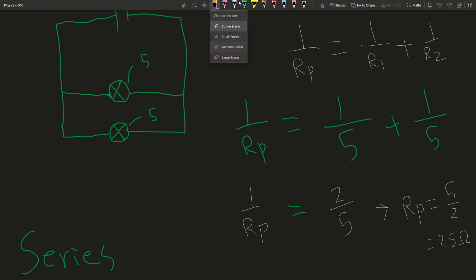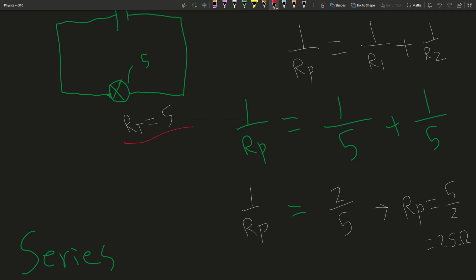So what would happen if we took this one at the bottom away? If you had a very basic series circuit like this, then your total resistance is just 5, right? That's your total resistance. So as you can see, we went from 5 to 2.5 by adding more resistors. So if we put that resistor back, then our resistance is gonna decrease. So this is what's weird about resistance in a parallel circuit, is that the more resistors you have, the lower your total resistance is gonna be.